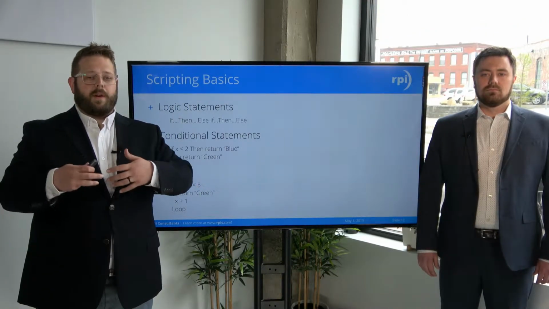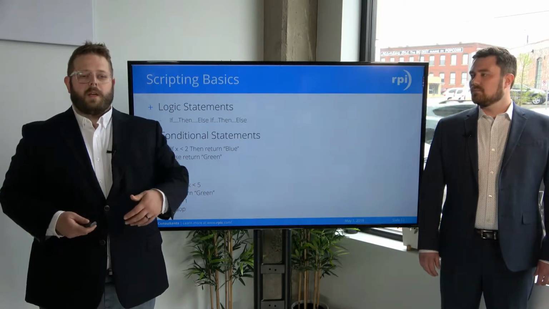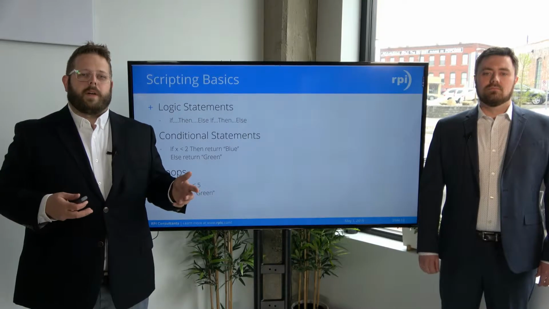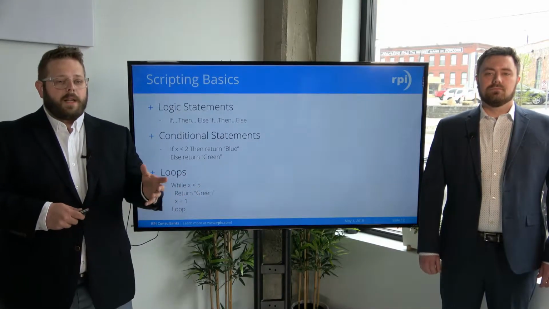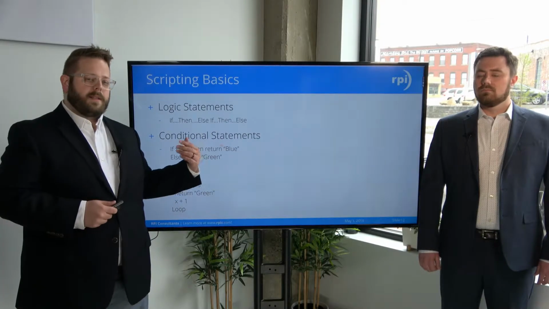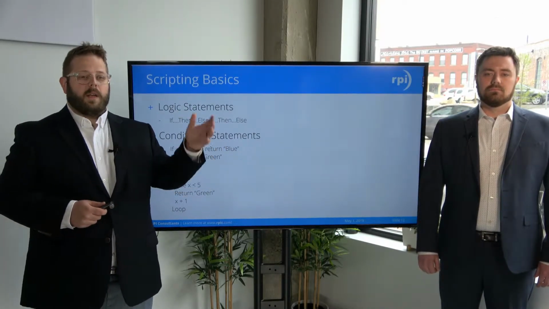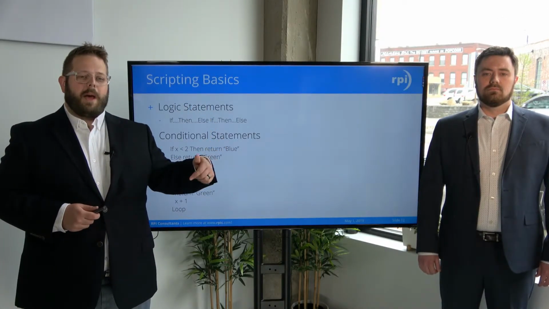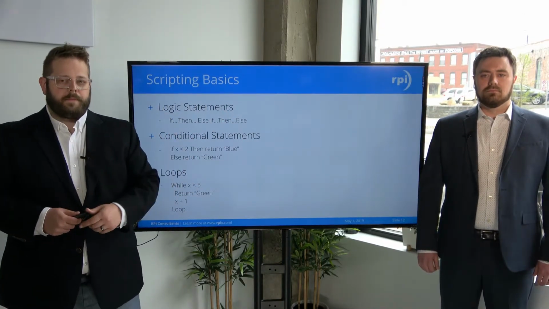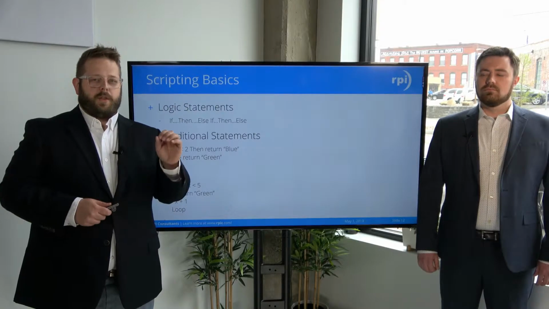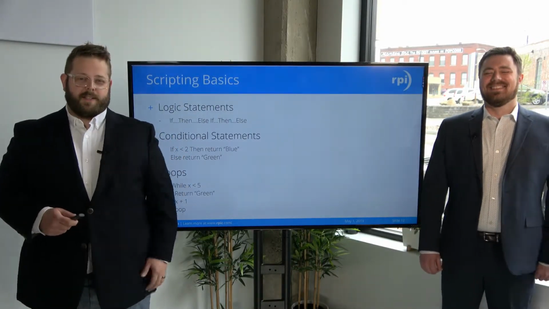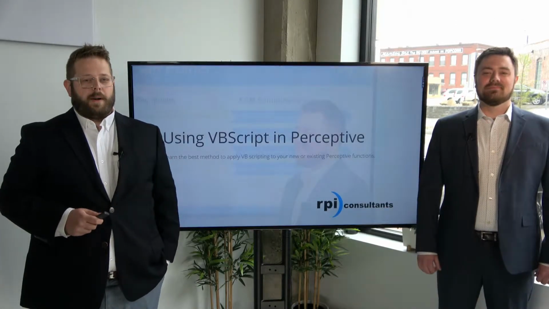So then we have various ways to evaluate conditions. If X is less than 2, return blue. Else, return green, right? Finally, a little more complex, you have loops. So while X is less than 5, return green, and then on each loop, add 1 to X, so that it will no longer be true after 5 loops. Okay. That's the 30-second version of what scripting is, so I'm sure you're all well educated, so let's get started.